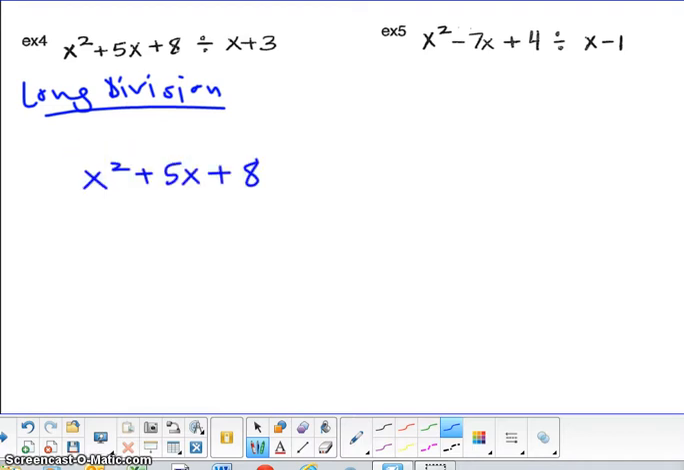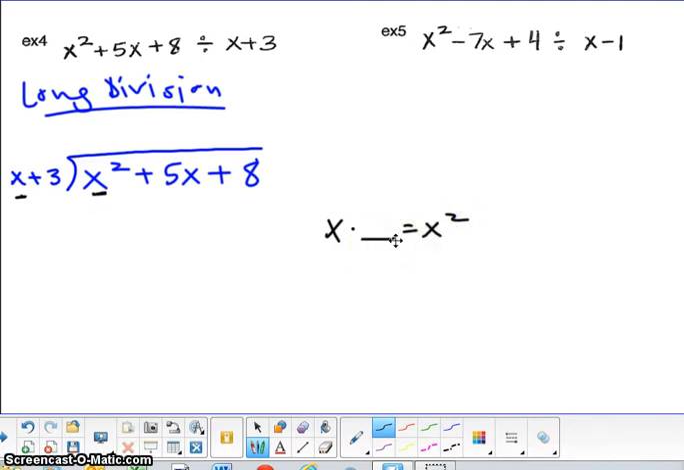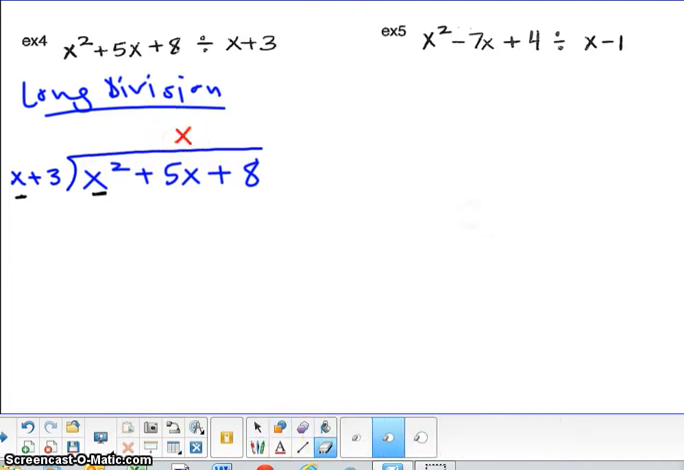Okay, so the trinomial, I want you to put inside of the division symbol, or the house, or whatever. You've got x plus 3 on the outside. That is called the divisor, and that's going to be on the outside. And we look to see how many times does x go into x squared. So this is what your brain should be thinking. What is that value inside the blank that I can make that work? Well, it would be x. So then I would put the x up above here. So that's the first thing. You check to see how many times x goes into x squared.